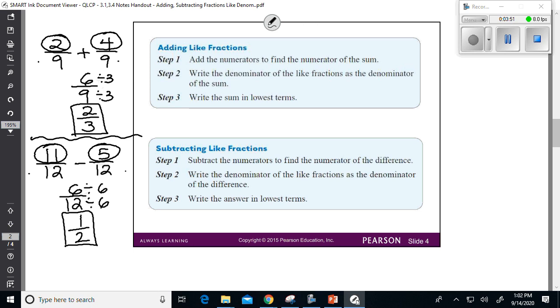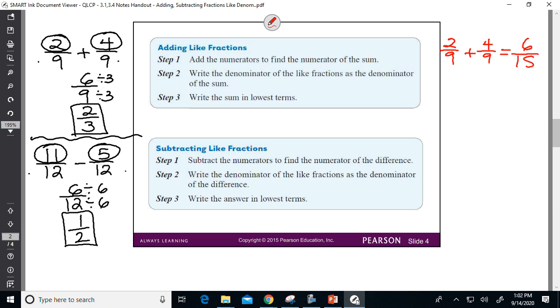So, this is how most people get these type of problems wrong. I'm going to show you how most people get these problems wrong. 2 over 9 plus 4 over 9, they figure, oh, I'm adding. 2 plus 4 is 6, 9 plus 9 is 18. No. If the denominator is the same, you don't touch the denominator. You leave it.